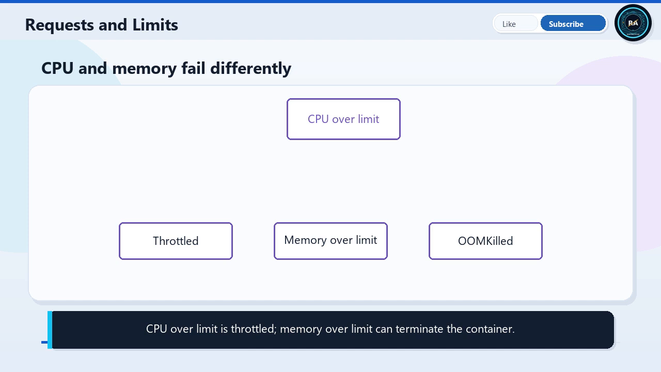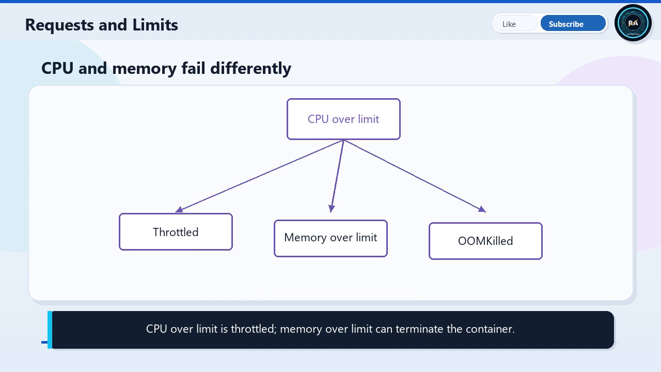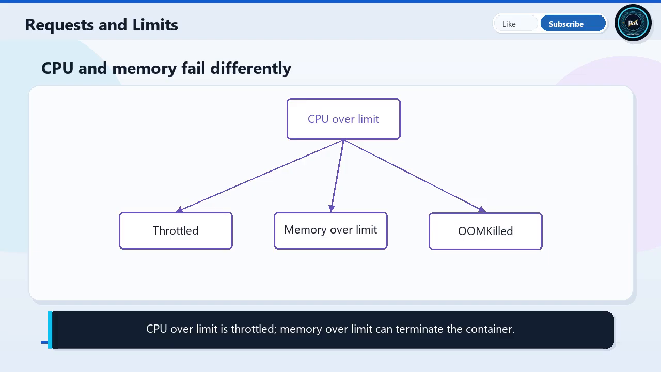CPU and memory do not behave the same. CPU over a limit is usually throttled. Memory over a limit can end with an OOM killed container.